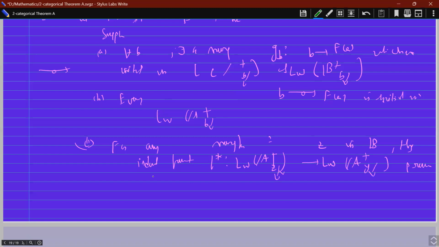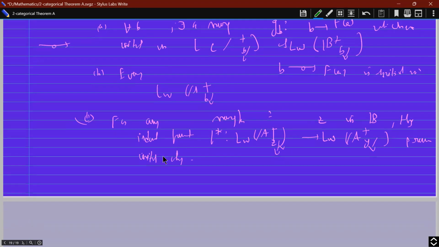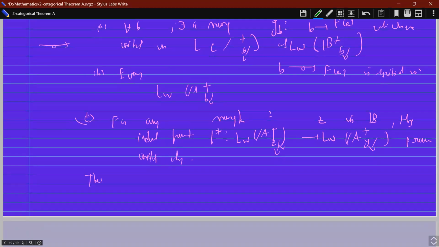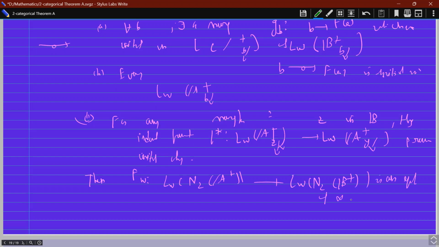It preserves initial objects. Then suppose all these things happen, then this functor is an equivalence of infinity categories. Again, this is the Duskin nerve, for infinity-one categories.